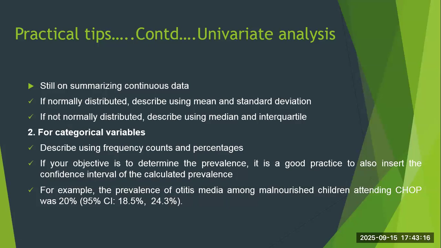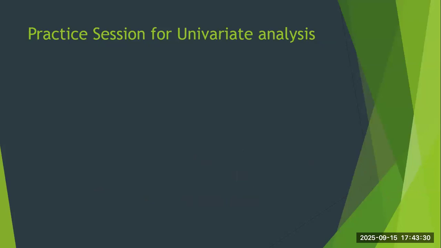But this prevalence actually ranges from 18.5 to 24.3. So anybody that has found anything from 18.5 to 24.3 is also within the range of what you have found. That's just for that. So that's it for describing data.